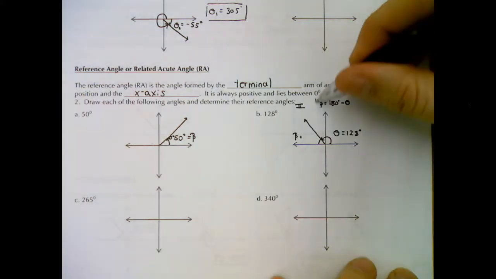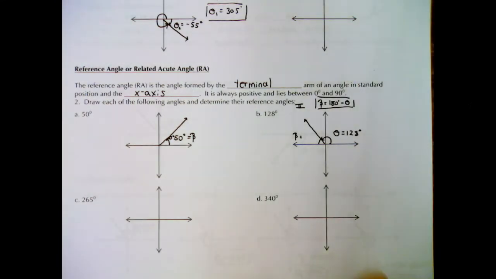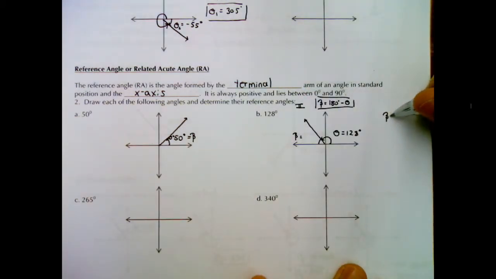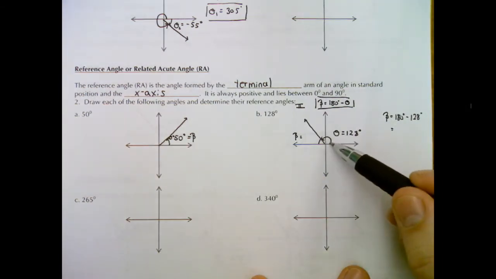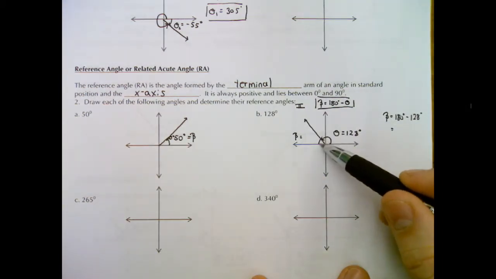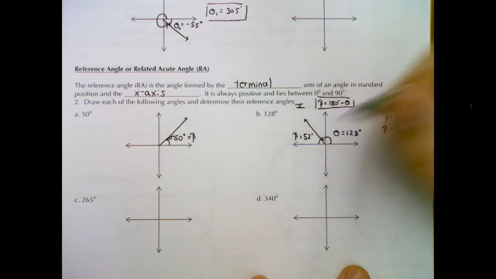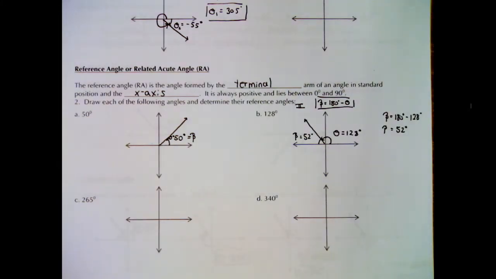So, how would we do that? Well, I'll do the math over here. Beta would be 180 degrees minus 128 degrees. Basically, that's how short this angle is from getting to the x-axis, which would have been 180 degrees. It fell short, in this case, 52 degrees, which makes our reference angle 52 degrees.